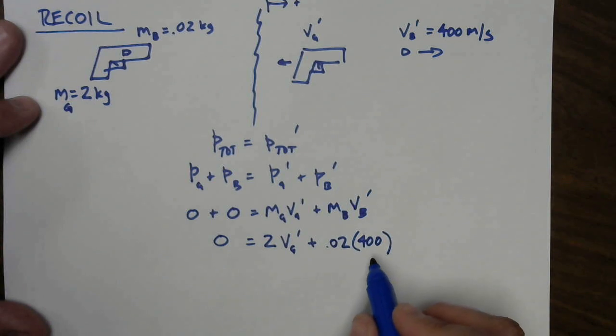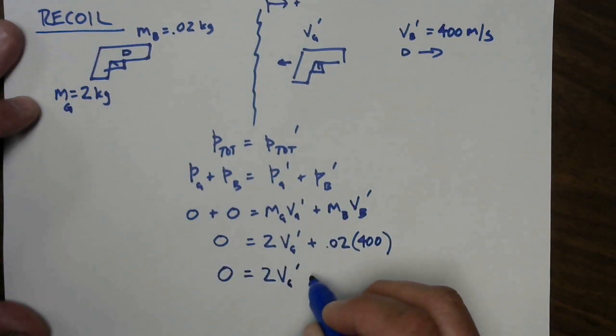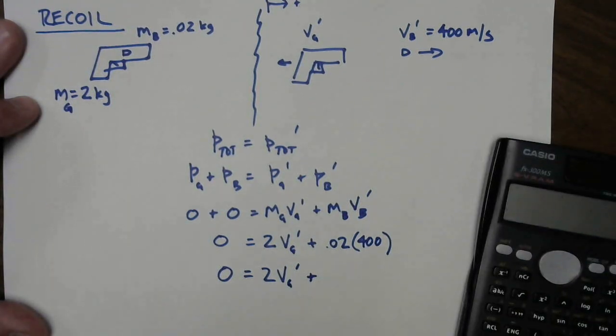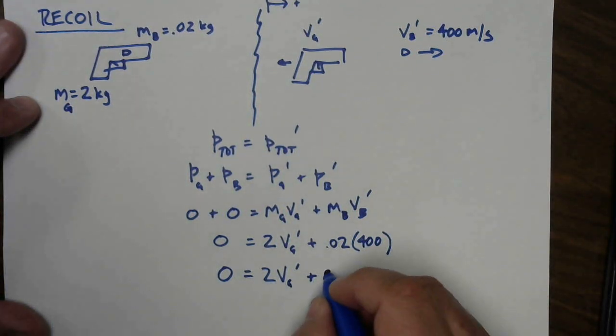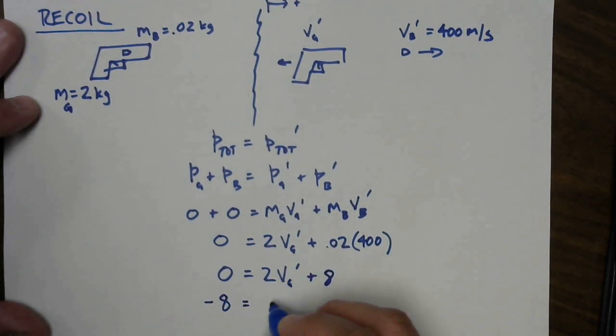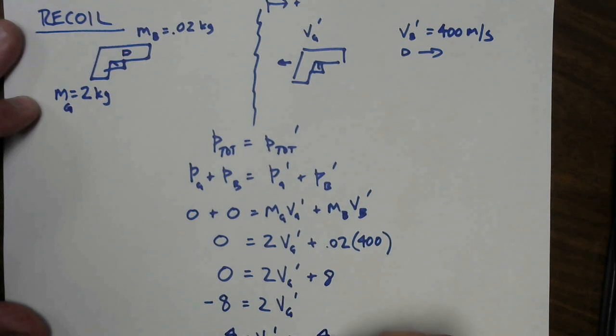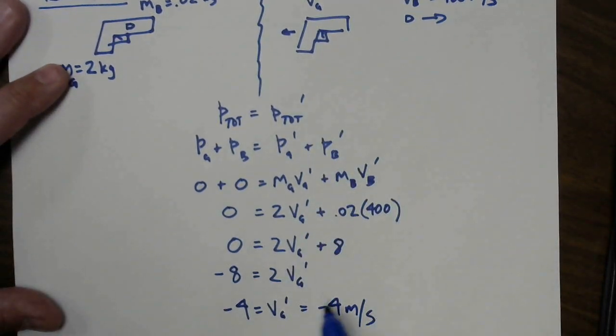Okay, so I guess we need to go a little further. 0 equals 2 VG prime plus, now, what is 0.02 times 400? I want you to know I could probably do this in my head, but I don't want to make a mistake on camera. That's 8. Okay, that 8 needs to come to the other side. Minus 8 equals 2 VG prime. That means that minus 4 equals VG prime. That's minus 4 meters per second. That means that the gun will recoil in the negative direction, and it will recoil at 4 meters per second.